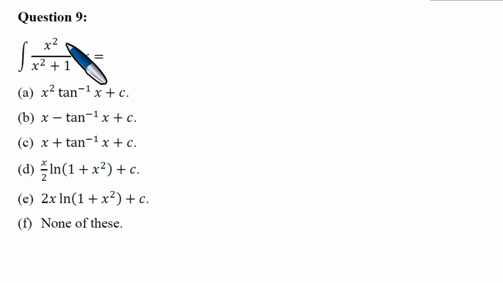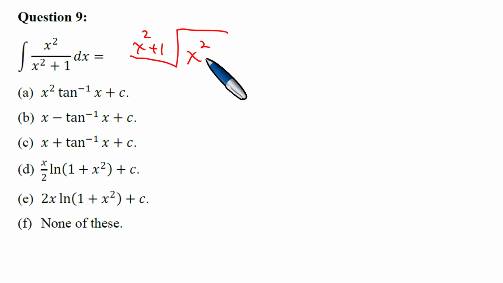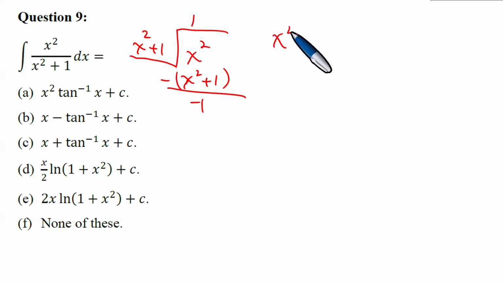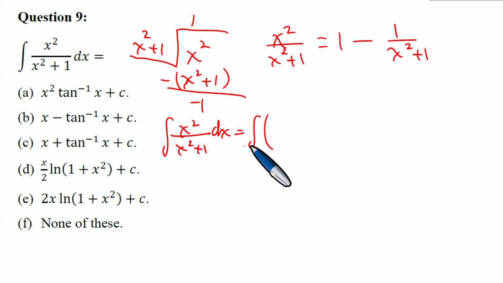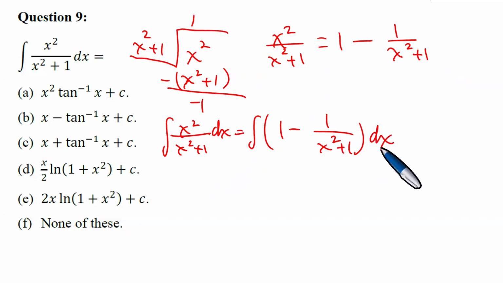If the degrees are the same, or if the numerator is a higher degree, we perform division. So you're going to say x squared divided by x squared plus 1. x squared divided by x squared is 1, times x squared plus 1, which gives us the integral of x squared divided by x squared plus 1 dx, which is 1 minus 1 divided by x squared plus 1 dx.